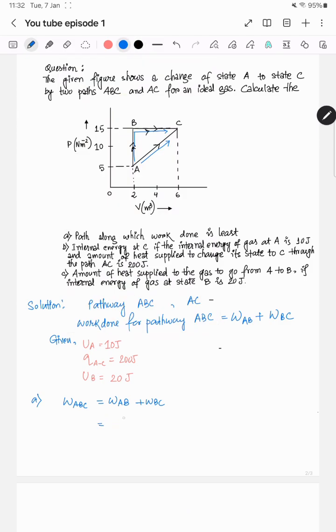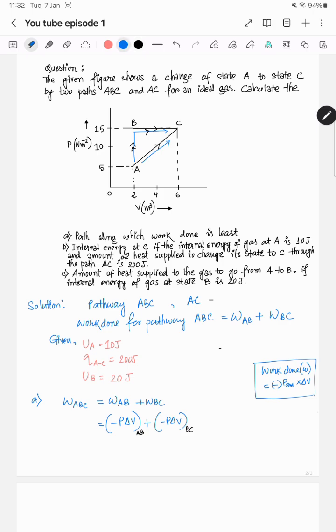Okay, so work done in AB, I am writing the formula of work done. Those who don't know, the formula of work done is minus P external into delta V. This is the PV work done, pressure volume work done. Clear? So I am writing P delta V plus, again, P delta V. Now how to differentiate? Of course this is for the AB pathway, so I am writing here AB and BC.